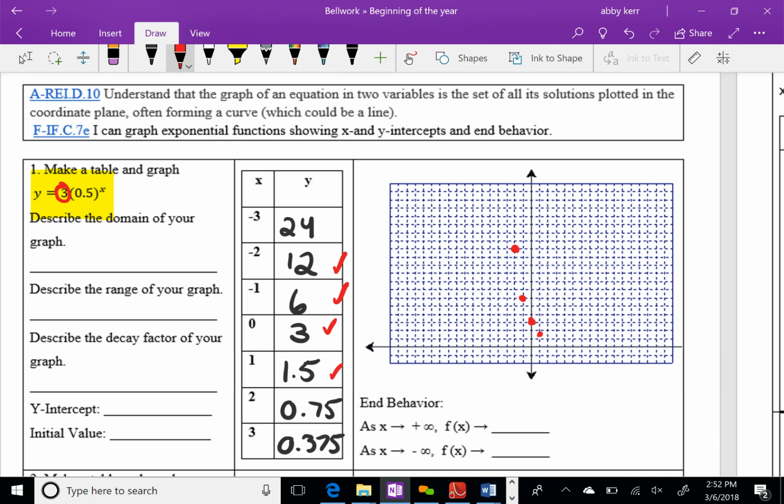1, 1.5, so you're going to go up 1 and then another half. And then 2, 0.75. So almost a 1, but not there yet. And then this is below the halfway point.